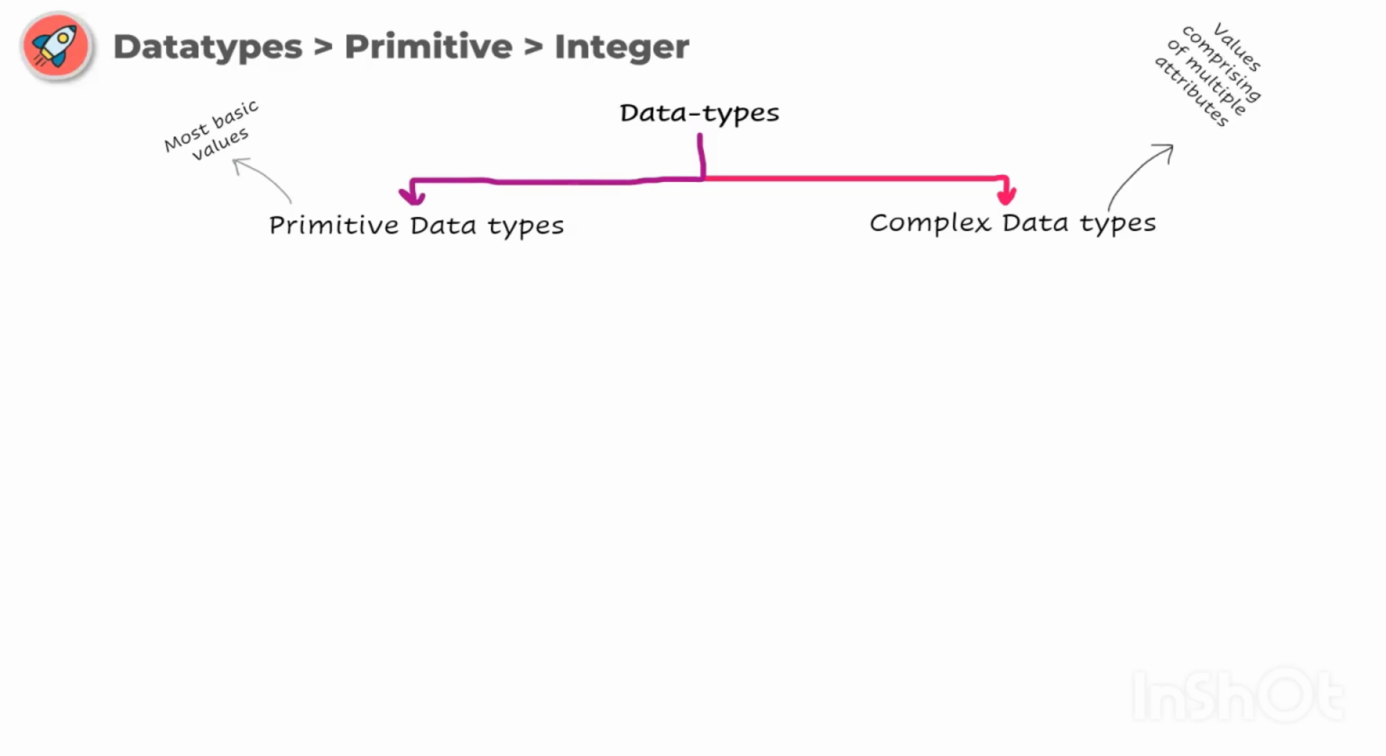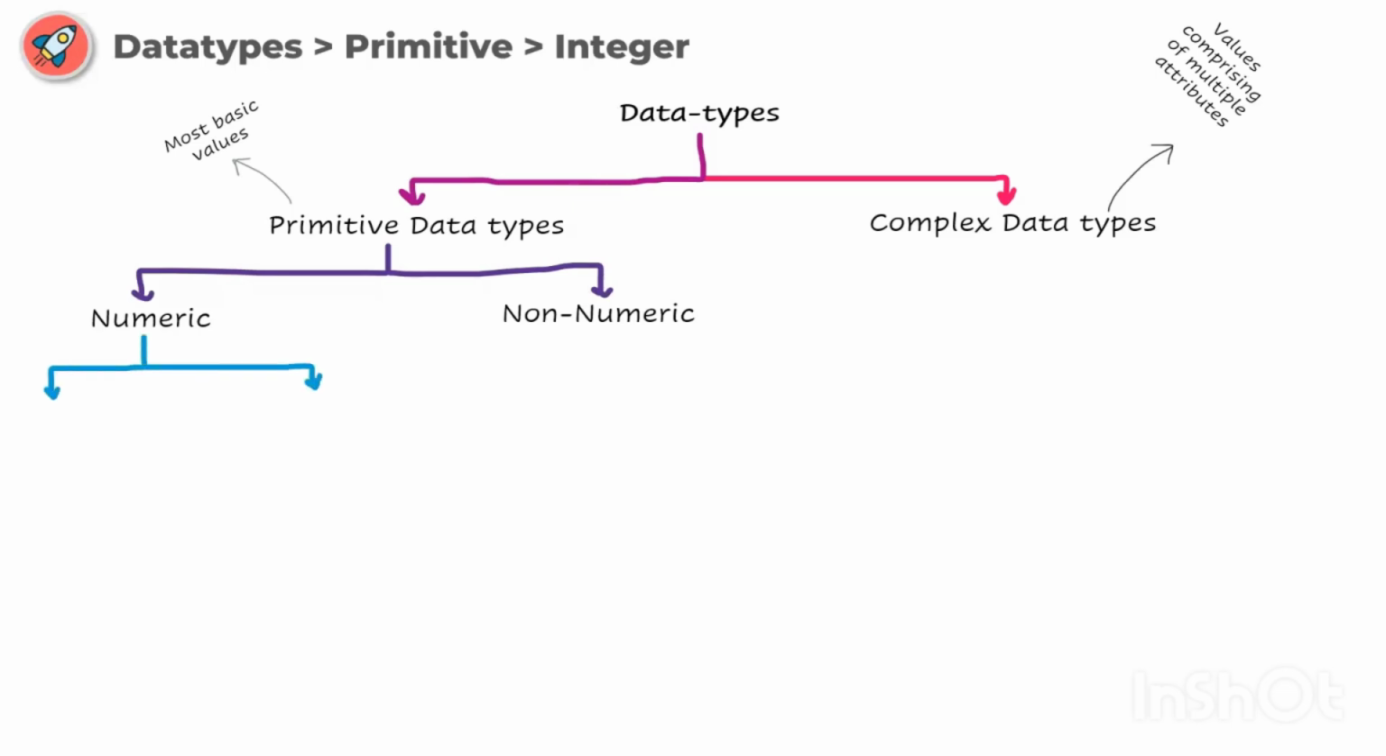We will explore the primitive data types first. Primitive data types are further categorized into numeric and non-numeric data types. And the numeric data types can be further subdivided into two types: integral, that store integer numbers only, and floating point data types that store fractional values or decimal numbers.